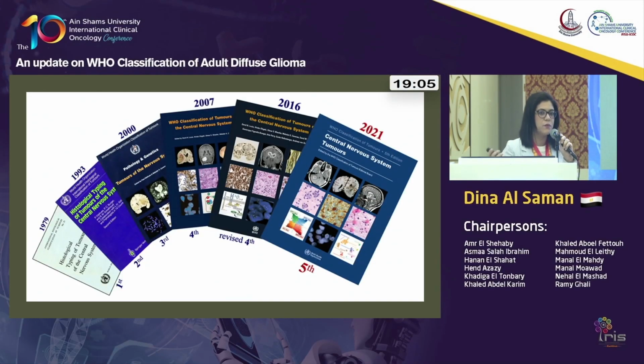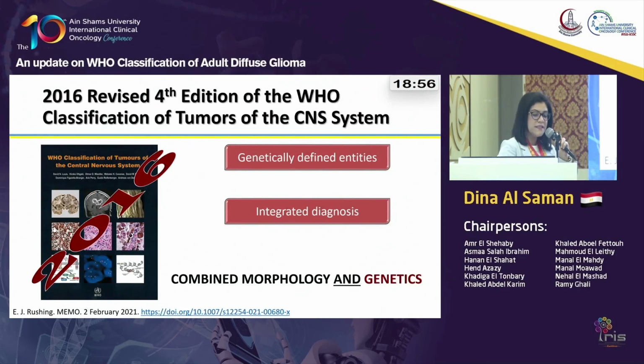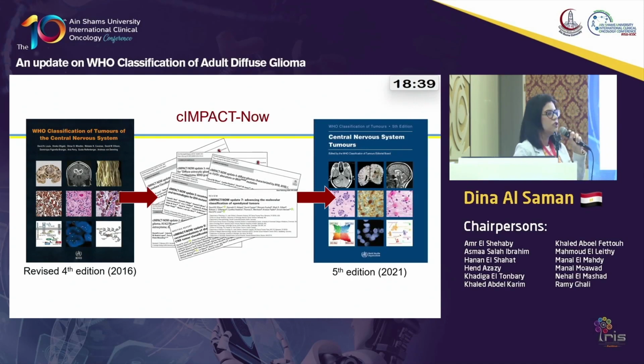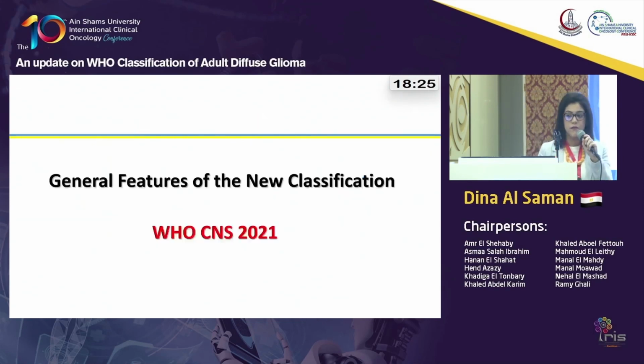Okay, and now let me take you through a quick journey. After all these years and all these editions of the CNS classifications, finally the 2016 4th edition, revised, introduced to us the term integrated diagnosis, meaning that we have incorporated morphology and genetics together to come up with an integrated diagnosis. Then came the 2021 classification, with all the efforts that cIMPACT made and the publications that served as a precursor for the 5th edition, focusing more on all the molecular studies that can be added and incorporated in the diagnosis of CNS tumors.